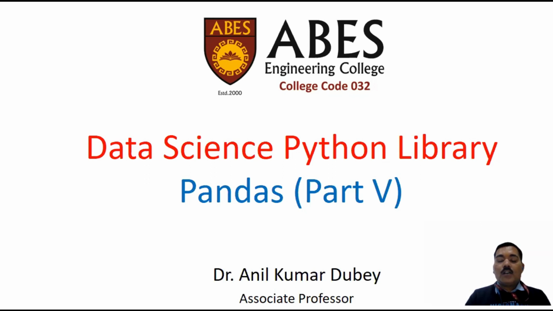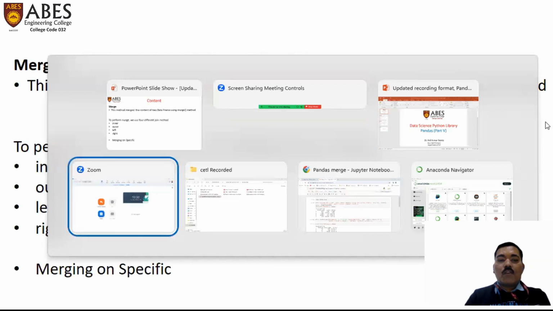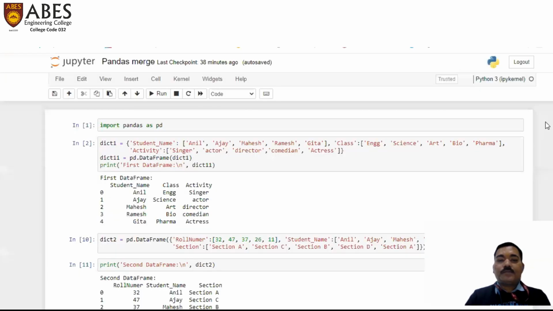So today we will discuss Pandas part 5, that is basically merging. In the previous session we already discussed the different types of merging: join, inner join, outer join, left join, and right join. Now we will discuss merging on a specific column's values, and how we can perform these particular operations.